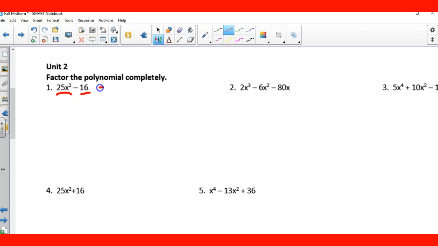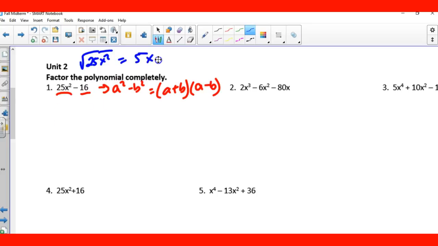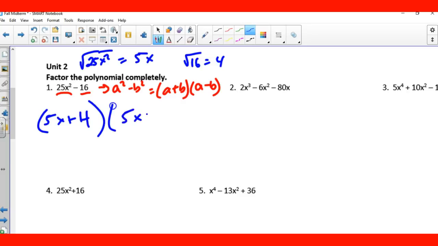So if you remember, the difference of perfect squares equation is a squared minus b squared equals a plus b times a minus b. Notice they're not squared anymore, so you find the square root of each one. We're going to find the square root of 25x squared, which is 5x, so 5x will be a. The square root of 16 is 4, so b is 4. So what I have here is 5x plus 4 and 5x minus 4. There we go.